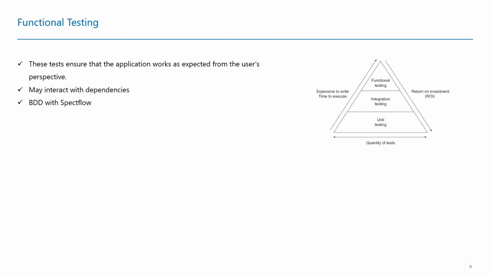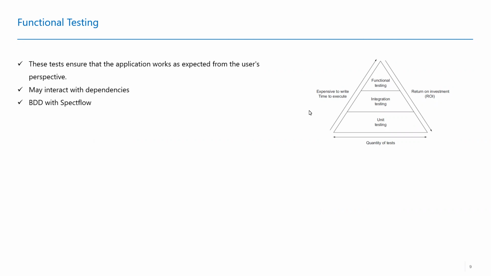Again, functional testing ensures that the application works as expected from the end user perspective. Normally you will have to depend on your dependencies while writing functional tests. Now, what are the different tools you can use? SpecFlow, BDD, business driven development. These are all related terms on functional testing.